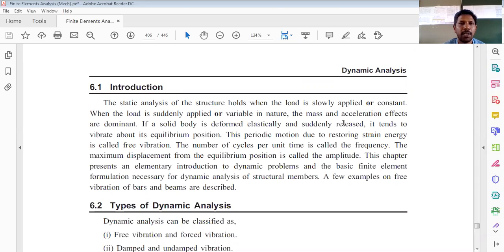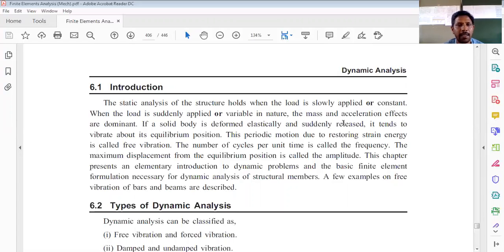and if such motion is repeating after an equal interval of time, then we may term it as a periodic motion. And the number of such oscillations per unit time, we call it as frequency. And if it is due to free vibration, then we call it as natural frequency. In addition to that, if there is some resistance to the motion of the vibrating body, we call it as the damping resistance.